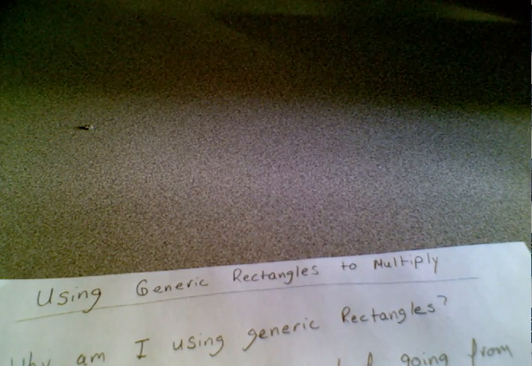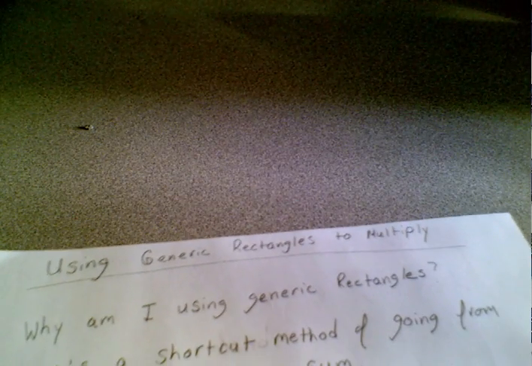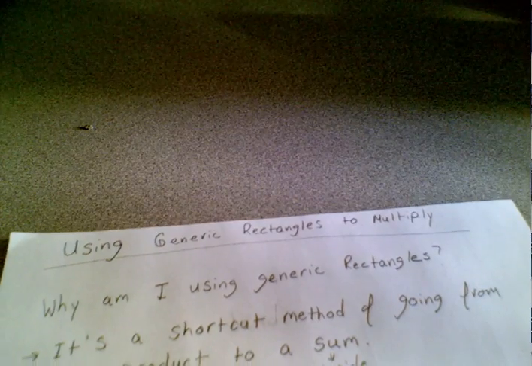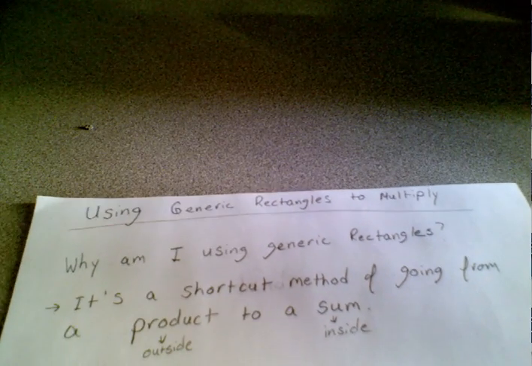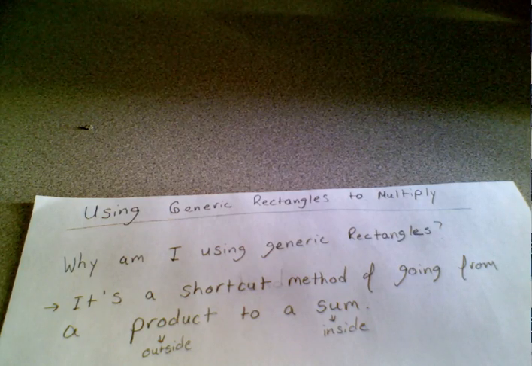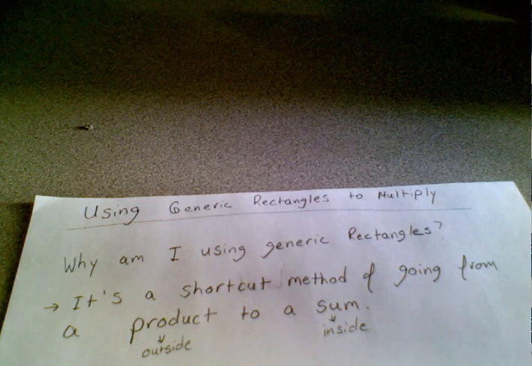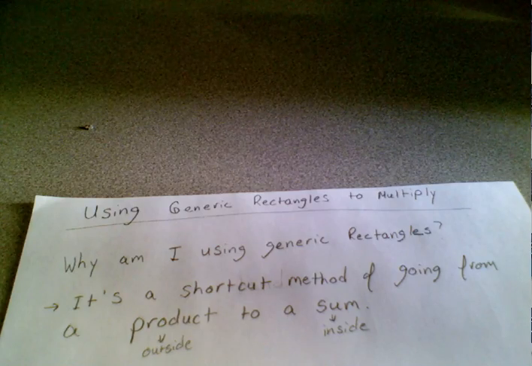Hi guys, today's lesson is over using generic rectangles to multiply. And a question you might ask, why am I using generic rectangles? And the answer to this question is this. It's a shortcut method of going from a product to a sum. So basically guys, you're not going to have to use algebra tiles anymore for this method of going from a product to a sum. Here are the steps you're going to take.